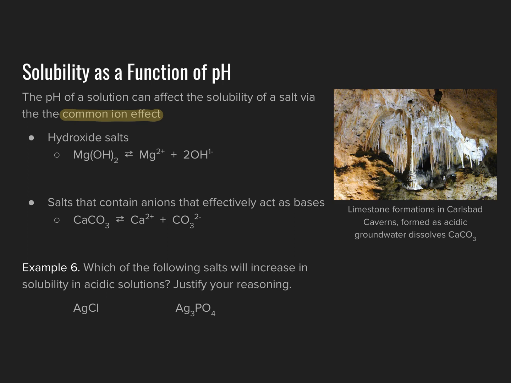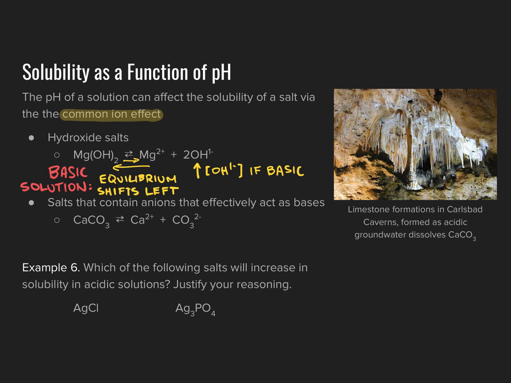So consider if we had a strongly basic solution. A basic solution would mean we have increased the concentration of hydroxide ions in that solution, which would therefore increase the rate at which magnesium ions bump into those hydroxide ions within solution. That should have the net effect of shifting this equilibrium to the left towards the undissociated solute, implying magnesium hydroxide is probably significantly less soluble and less likely to dissociate into solution if the pH of our solution is very, very high.